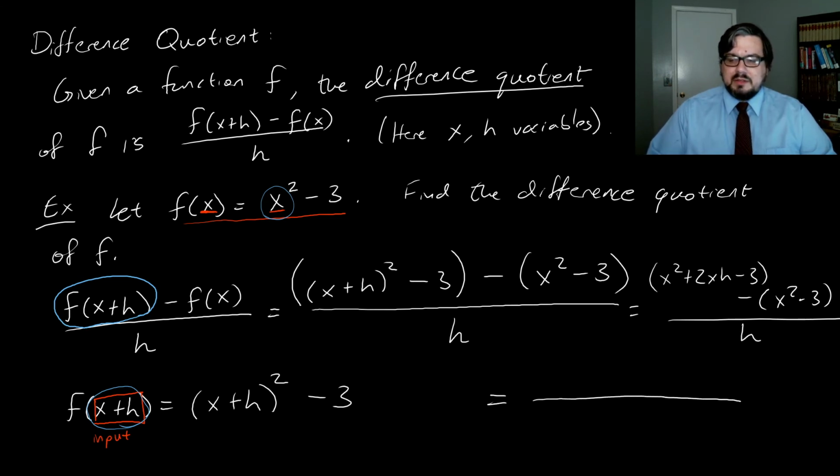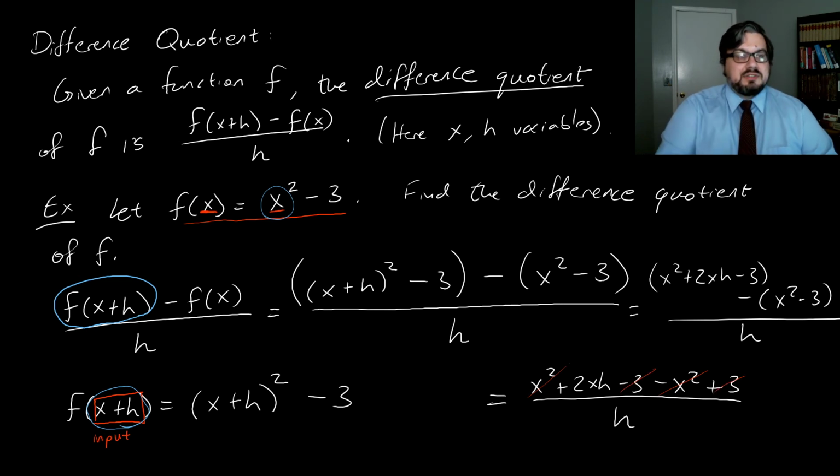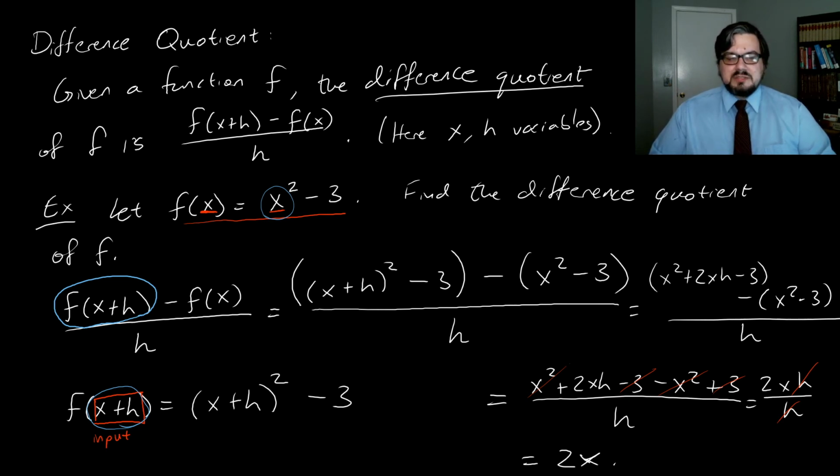About getting cramped down here. And when we distribute the negatives through, on the right, then we'll see that we actually have some cancellation here. We've got an x squared and a minus x squared. We've got a minus 3 and a plus 3. And so we're left with 2xh over h, which we can even cancel now the h's from the top and bottom. So in fact, the difference quotient for this function is simply 2x.